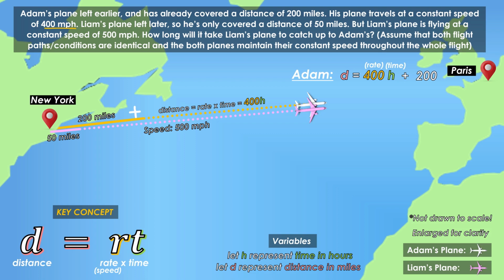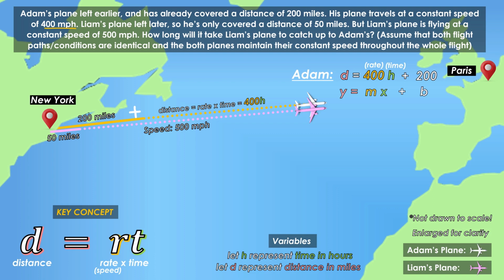Notice that this format resembles slope-intercept form, where the slope is 400 and the y-intercept is 200, which makes sense since slope is always a rate of change, and the y-intercept in this case represents the 200-mile head start.